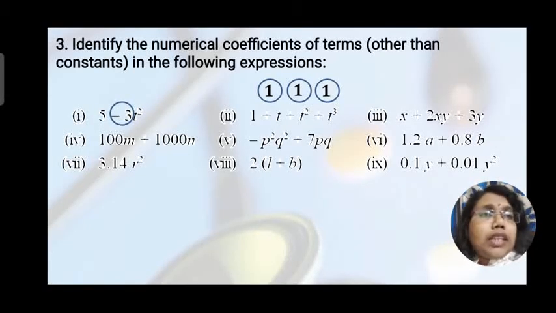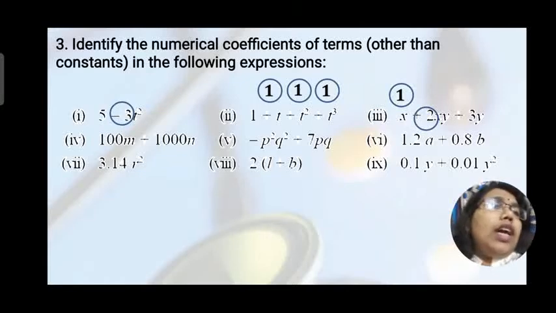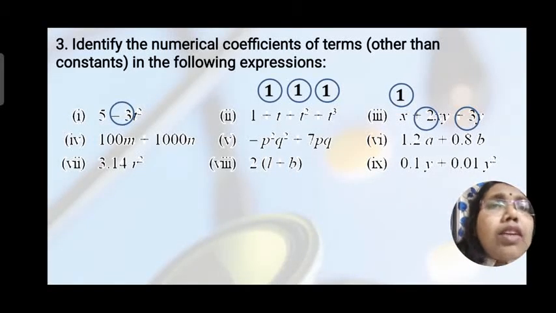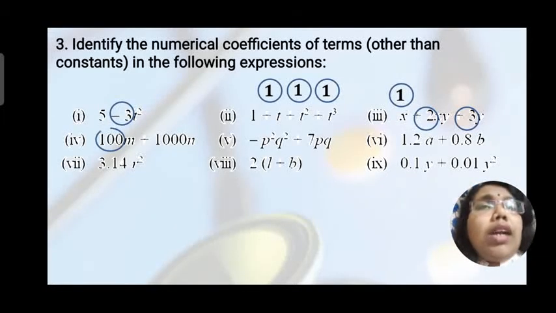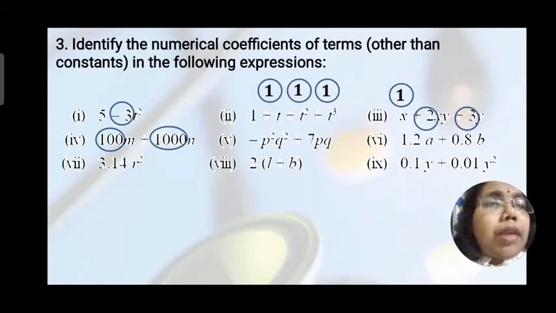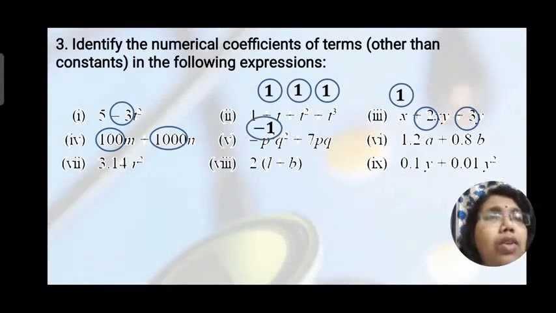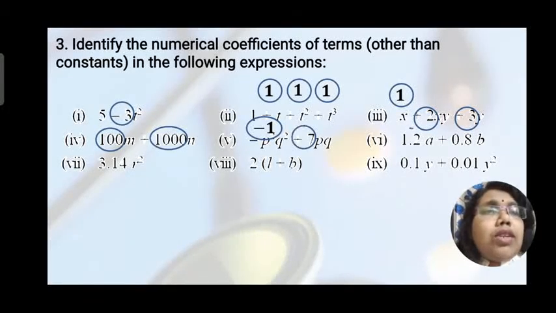Now x, then again there is no coefficient, so it is 1. 2x, the coefficient is going to be 2. And then we have 3 y squared, so it is positive 3. Next, 100 mn, so minus 1000 mn, that is minus 1000. Then minus p squared q squared, there is no coefficient, so it is minus 1. Then 7pq, so the coefficient is positive 7.